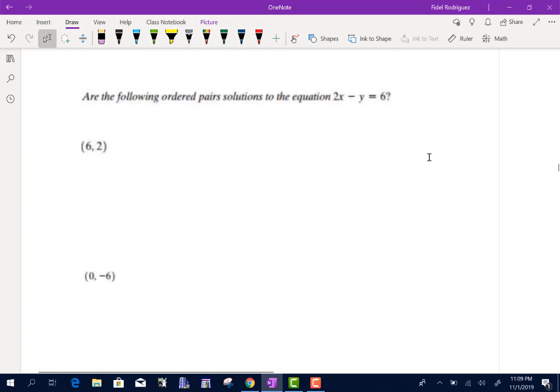Okay, so the next part here in 7.1 is asking us, are the following ordered pairs solutions to the equation 2x minus y equals 6? All right, so let me show you how we're going to do this. Remember when we have points, we said every point is in the form x and y? So we're going to do a little stare and compare here, okay? So if I do a little stare and compare, that's just telling me that in this point, the number x is 6, and the number y is 2.